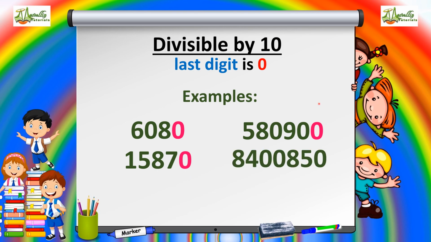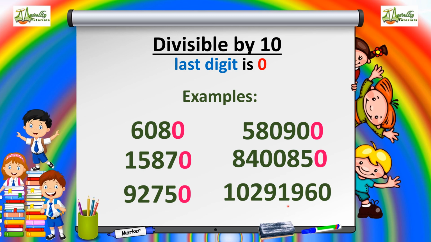Next, we have 8,400,850. This one ends with 0, then this is divisible by 10. Next, we have 92,750. This also ends with 0. So this is divisible by 10. Next, we have 10,291,960. This one also ends with 0, so this is divisible by 10.